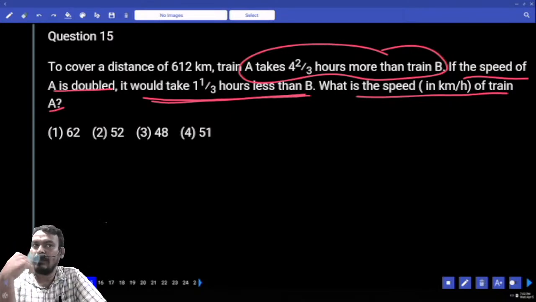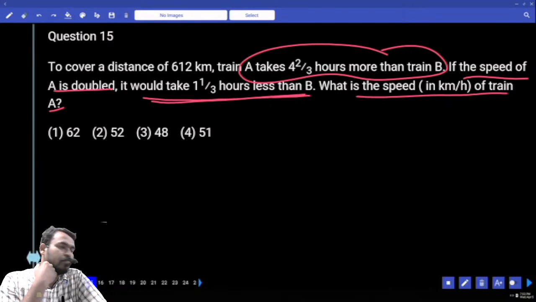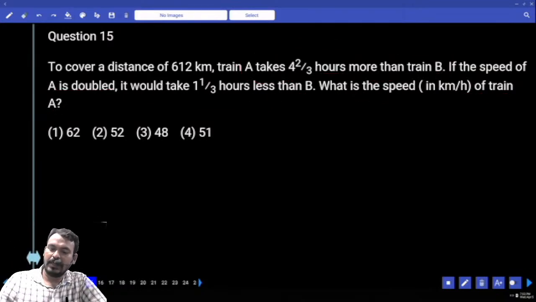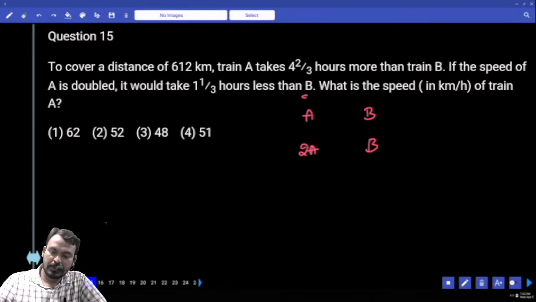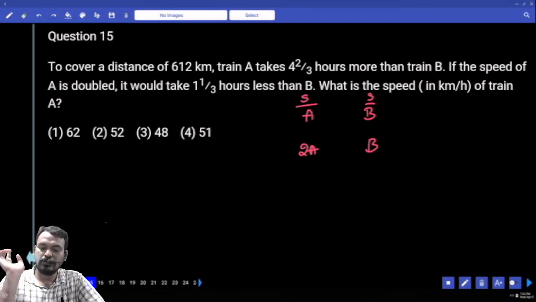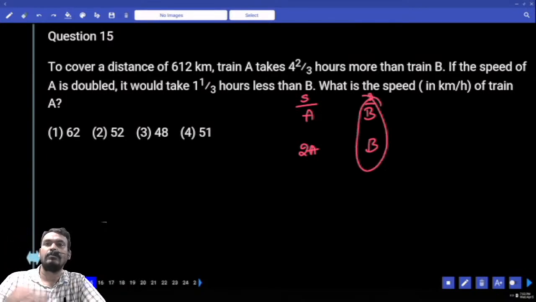Means A's speed is increased, so time decreased or not? Okay. Suppose in the original case A's speed is A, B's speed is B. What is the new case? A's speed will be 2A, but B's speed is B. What are the speeds here? Original speeds are A and B. What are the new speeds? 2A and B. There is no change in B's speed.